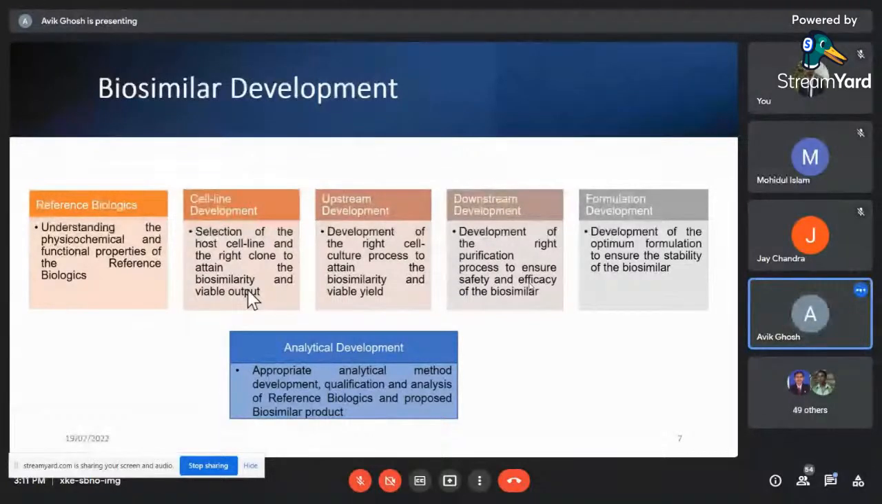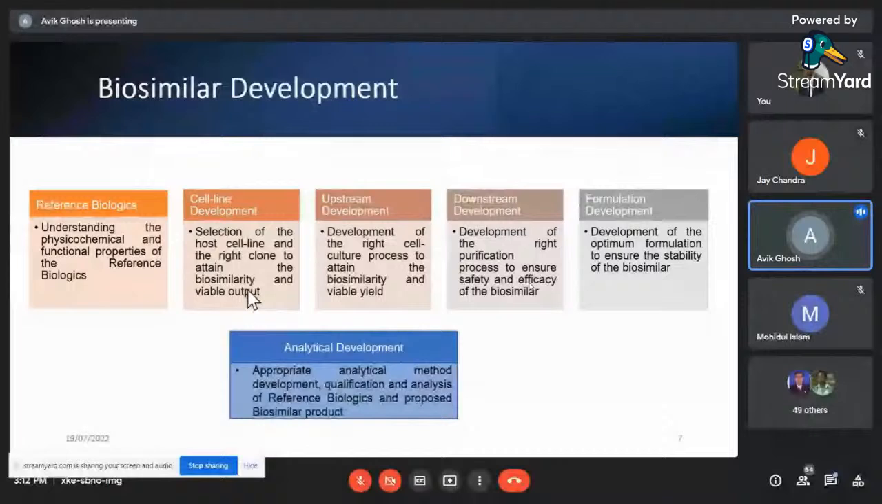What goes hand in hand with all these steps is the analytical development. As I mentioned before, when you want to understand your reference biologic, you need analytical techniques to understand the physical and chemical properties, how pure it is, and how functionally active it is. From the beginning to the end, at each step, whatever development these process functions are making, the outcome has to be biosimilar. So they need to check it by analytical methods to make sure they are on the right track, right? Although I put the analytical development in a smaller box, it actually expands from the beginning of the biosimilar development towards the end.